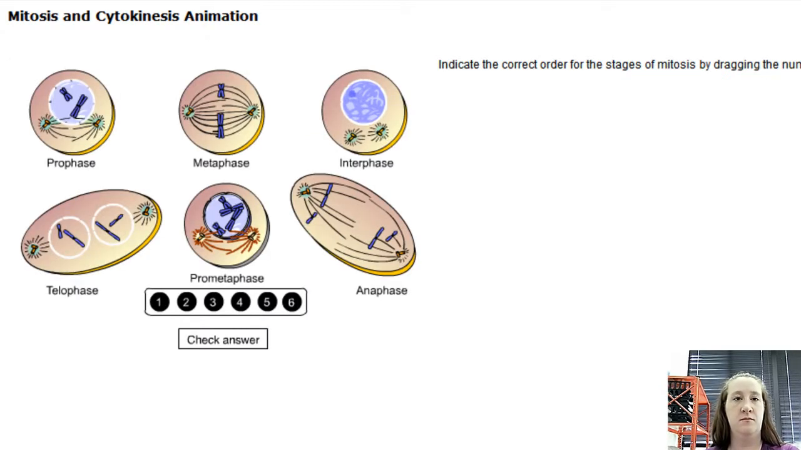Indicate the correct order for the stages of mitosis by dragging the numbers over the cells. Click the check answer button when done. Okay, so hopefully you guys can do this on your own, but I am going to help you out with it a little bit.